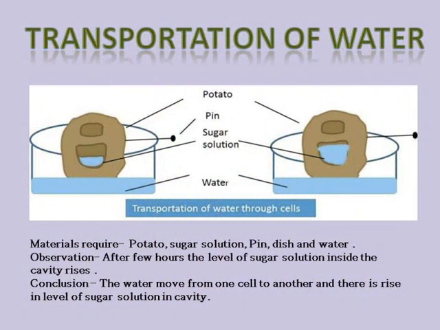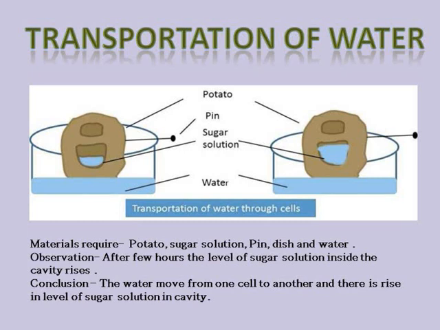Transportation of water. We can prove how the transportation of water takes place with the help of one activity. For this we require a potato, sugar solution, a pin, a dish and water. First take a potato, peel off the skin, and cut the base so that it can stand. On the opposite side of the potato, make one hollow cavity. Now fill half of the cavity with sugar solution and mark the level up to which the sugar solution is filled. Now put the potato in a small dish and add water in the dish.